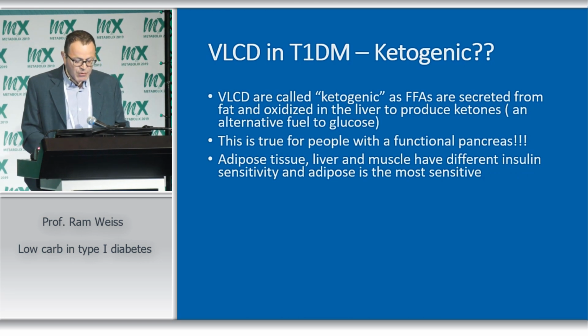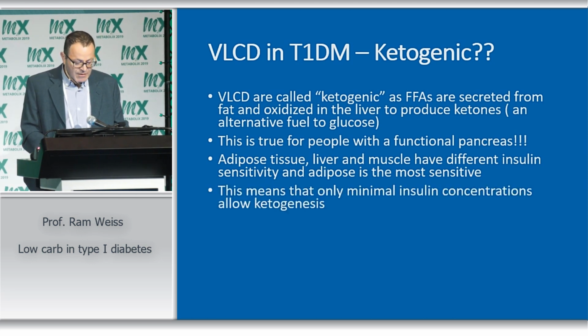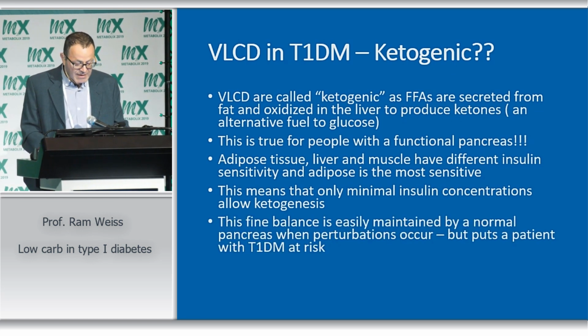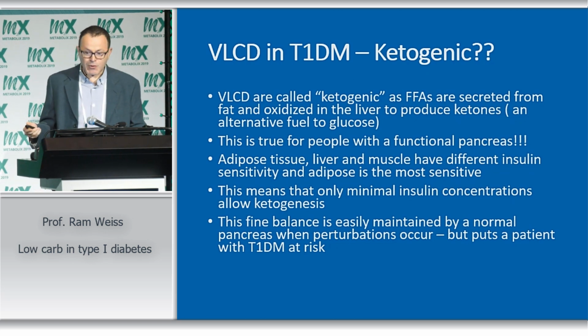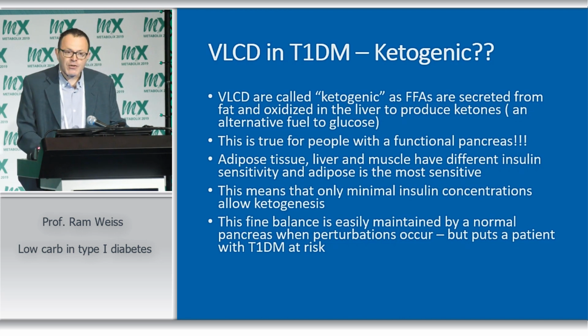Adipose tissue, liver, and muscle have different insulin sensitivity, and adipose is most sensitive. If you want to break down fat, you have to be at the most minimal insulin concentrations. This means that only a minimal insulin concentration allows ketogenesis, and the fine balance is easily maintained if you have a pancreas. I like ketogenic diets for people who want to lose weight or have a functional pancreas, but this puts the patient with type 1 diabetes at significant risk.